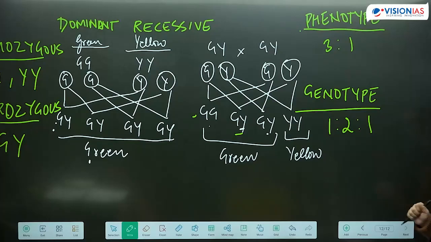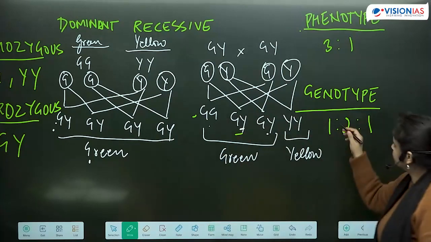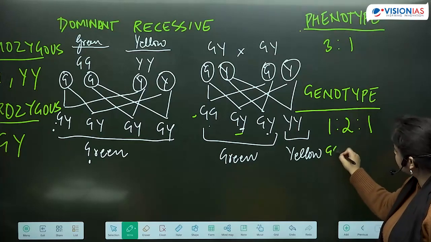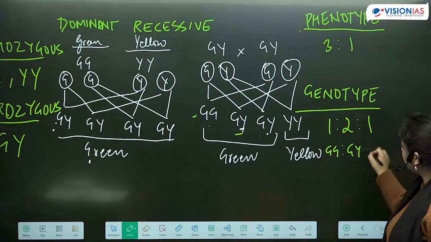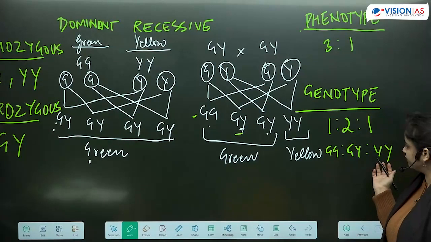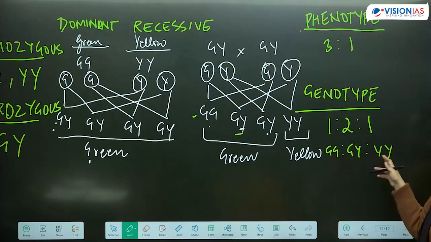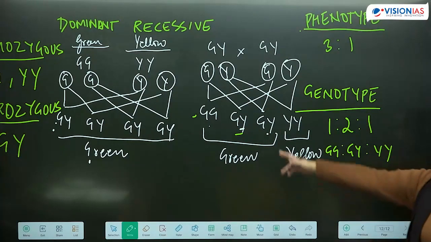Okay. Now, please repeat genotype ratio. So, the genotype ratio I have made is GG ratio, GY ratio, YY, the combination of the genes. So, you just have one of these GG, two of GY and one of YY. I've just picked it up from here.